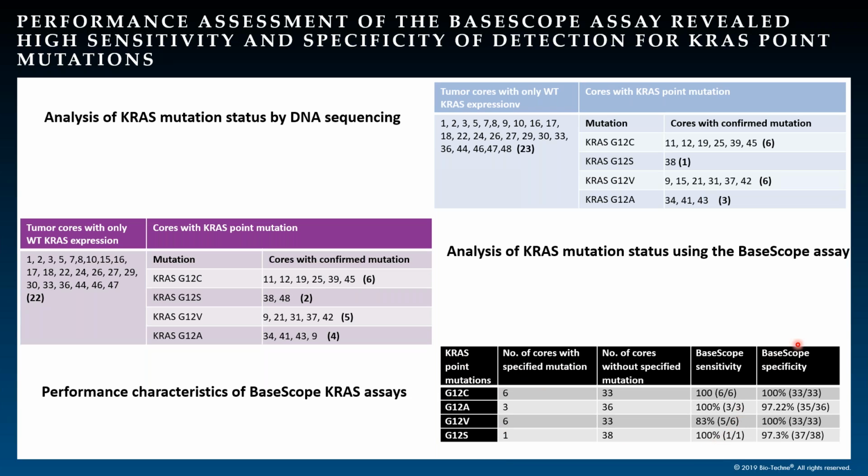So showing that BaseScope, if compared to DNA sequencing, showed 100% sensitivity and specificity for G12C probe, 100% sensitivity and 97% specificity for G12A probe, about 83% sensitivity and 100% specificity for G12V probe, and 100% sensitivity and 97% specificity for the G12S probe. So overall, showing that our data was concordant with that of DNA sequencing and can be used as a validation tool for point mutation detection, all the while providing the spatial and morphological context.